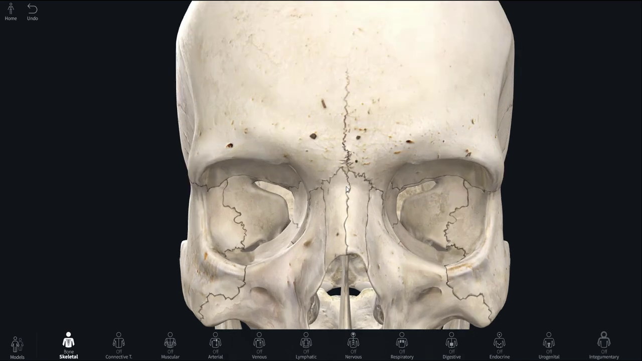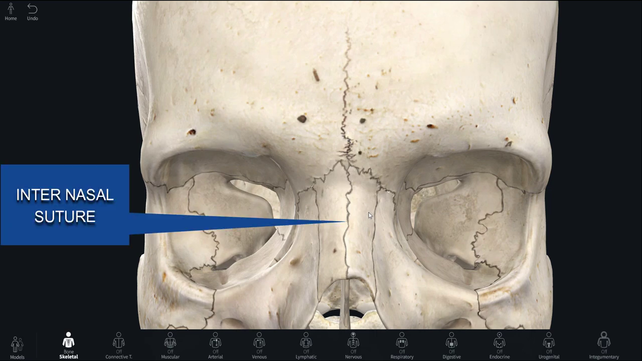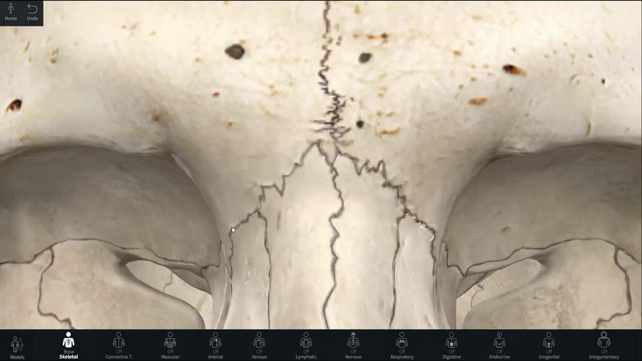Very clearly, you can demarcate that this is a suture, right? This is a suture between the two nasal bones, the right one over here and the left one over here. So the suture between the two nasal bones, what can it be called? Of course, the internasal suture, right? Having known about the internasal suture, now look at this suture over here.